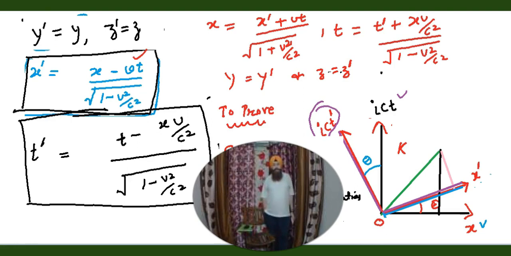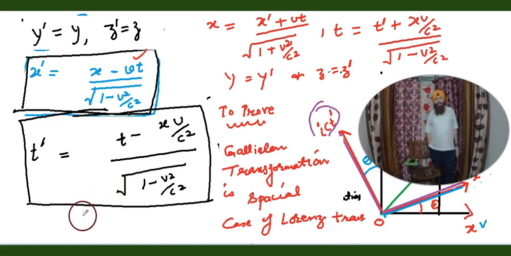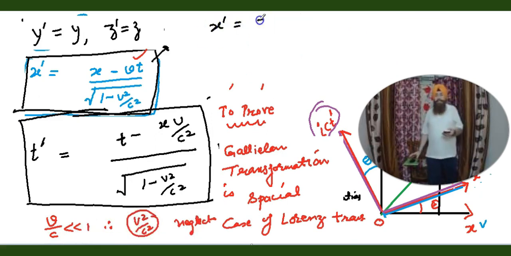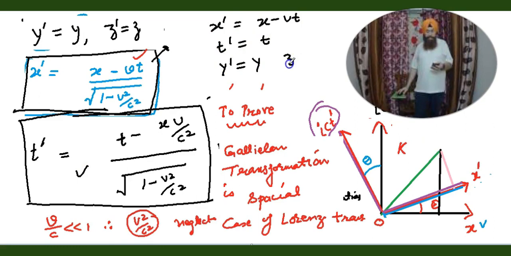Now next, Galilean transformation is a special case of Lorentz transformation. Very simple. To verify it, we consider v is less than c. When v is very small as compared to c, then v over c can be neglected. V square over c square can be neglected in the denominator with respect to 1. So the equations turn to Galilean transformation equations. Very simple.